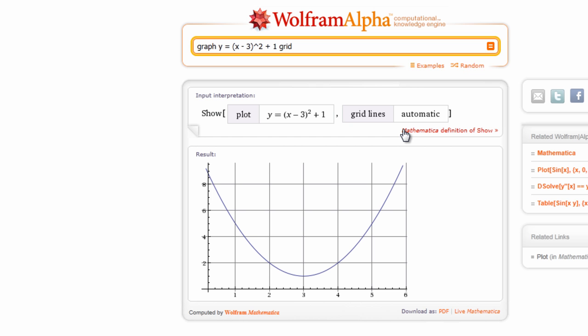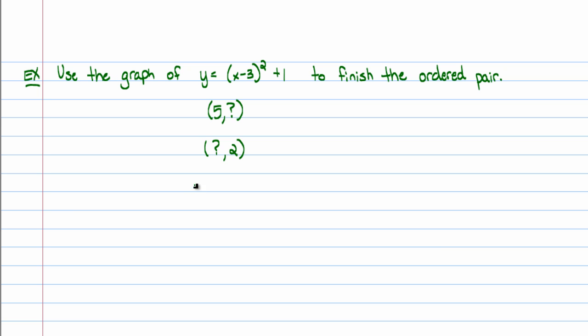Now I've come over to Mathematica. This is wolframalpha.com. And in Wolfram Alpha, you can graph a lot of things, but here I've graphed the equation y equals the quantity x minus 3 squared plus 1. And I'm going to use that graph to maybe finish out some ordered pairs here. So let's use the graph of y equals (x minus 3) squared plus 1 to finish out the ordered pairs. So 5 comma something. I just want to know what that something is.